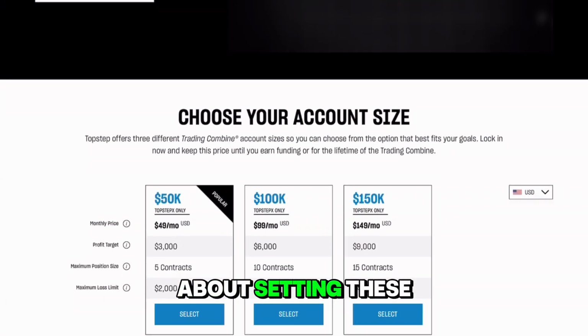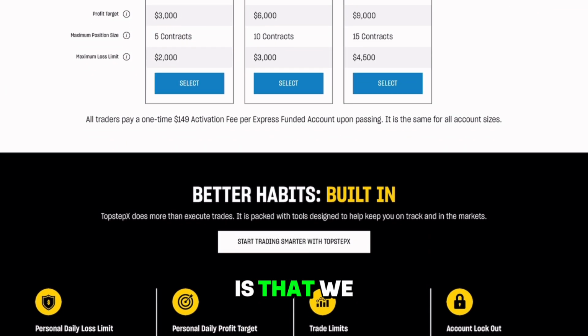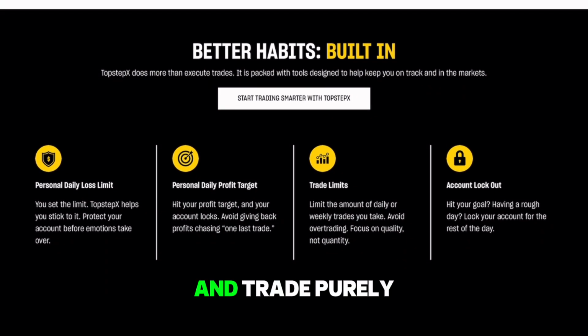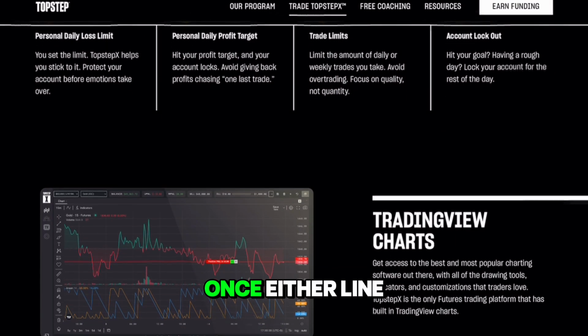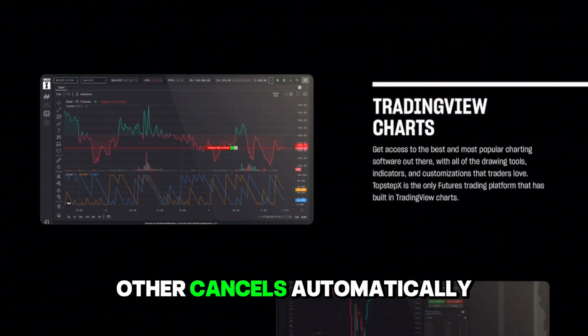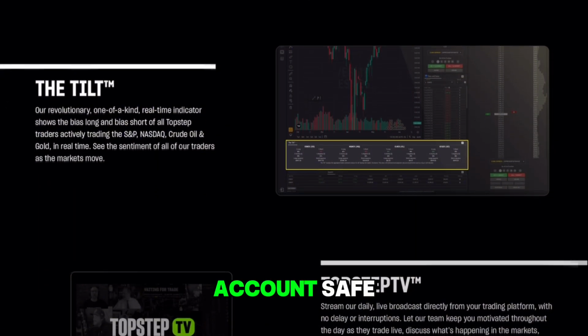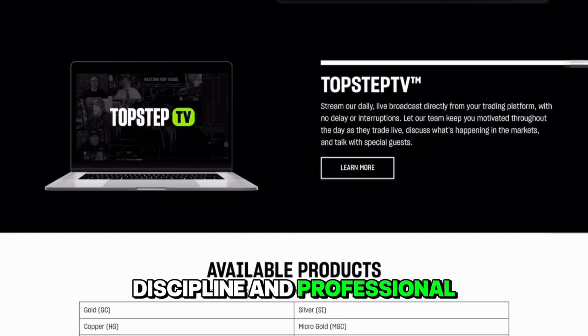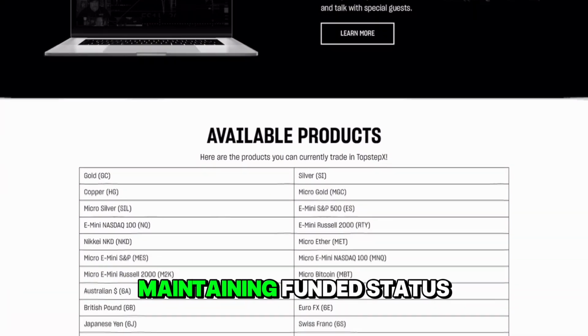The great part about setting these before the trade runs is that we remove emotional decision making and trade purely based on plan. Once either line is hit, the other cancels automatically. This keeps our account safe, disciplined, and professional, which is crucial for passing and maintaining funded status.